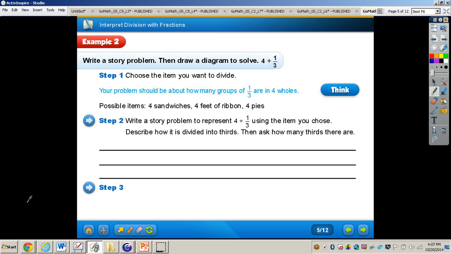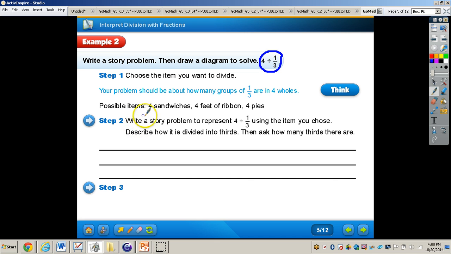Okay, so let's take a look at example 2. All right, and what you need to do is write a story problem, then draw a diagram to solve it. Okay, so we have the problem of 4 divided by 1/3. Okay, so you need to think of an item that you would like to divide. All right, it's also important to know that your problem should be about how many groups of 1/3 are in 4 wholes. Okay, so some possible ideas: 4 sandwiches, 4 feet of ribbon, 4 pies, and so on.